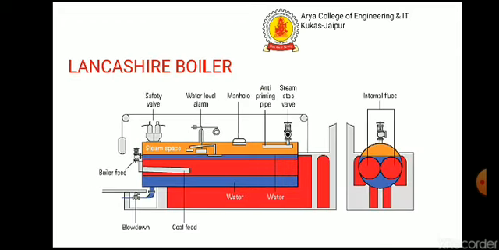Now next, Lancashire boiler. Lancashire boiler is also a horizontal type boiler, a multi-tubular boiler and a low pressure boiler. Now working of Lancashire boiler. It is a horizontal drum axis, natural circulation, natural draft, two tubular, low pressure, stationary, fire tube boiler with furnace located internally.